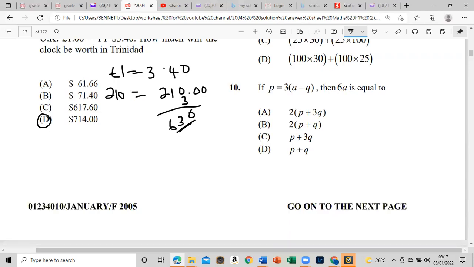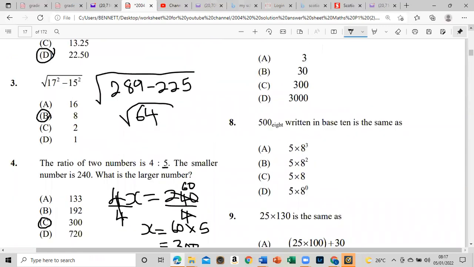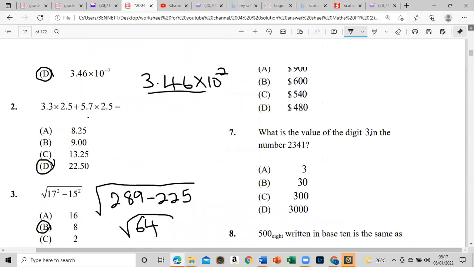You want to complete your paper in the time given. All right, so let's go now.